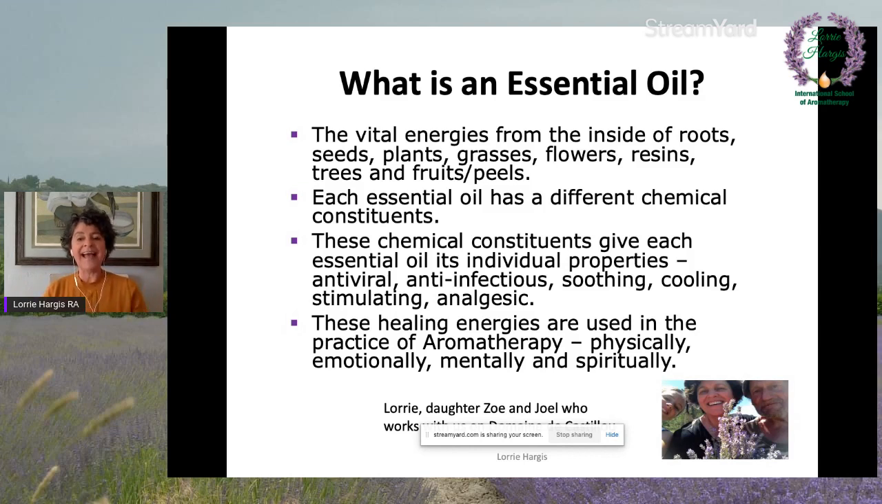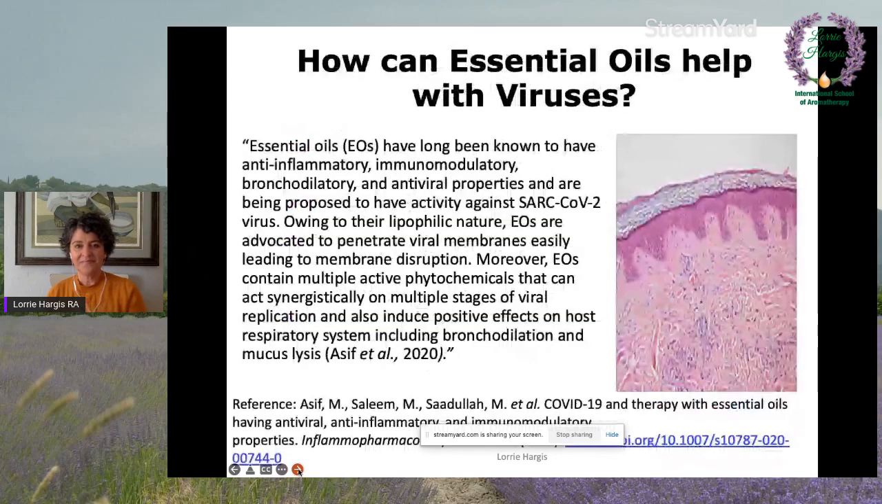So each essential oil has different chemical constituents. These chemical constituents give each essential oil its individual properties: antiviral, anti-infectious, soothing, cooling, stimulating, and analgesic, plus so much more, right? Warming. I mean, they do so many things. They relax us. These energies are used in the practice of aromatherapy, physically, emotionally, mentally, and spiritually. And this is why essential oils are such an important holistic health tool, because they work on all aspects of us human beings.